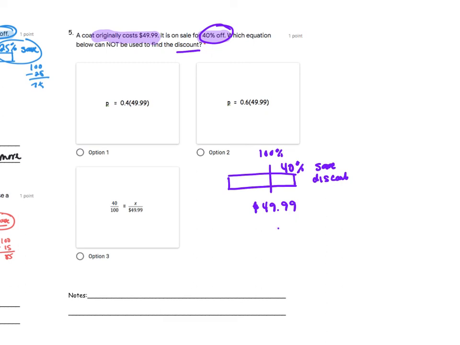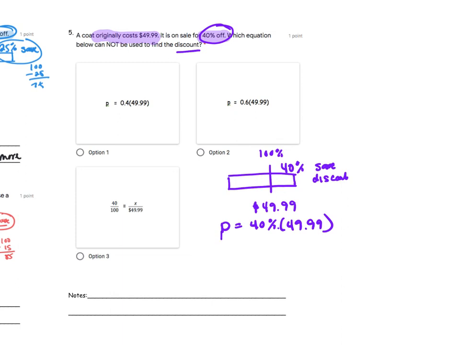So if it said which one does help us find the discount, well, the 40% would. So if I wrote this equation, P equals 40% times $49.99, then that is the equation that works. And I can see I don't see percentages here. I see decimals, and I also see a proportion. So let's take care of the decimal equations first, okay?